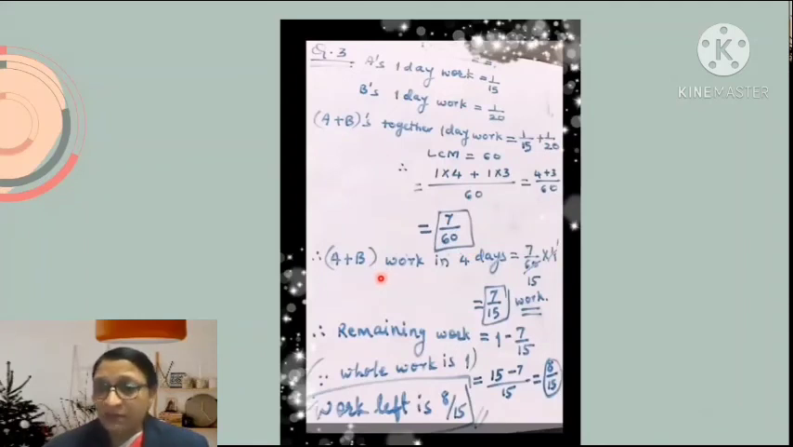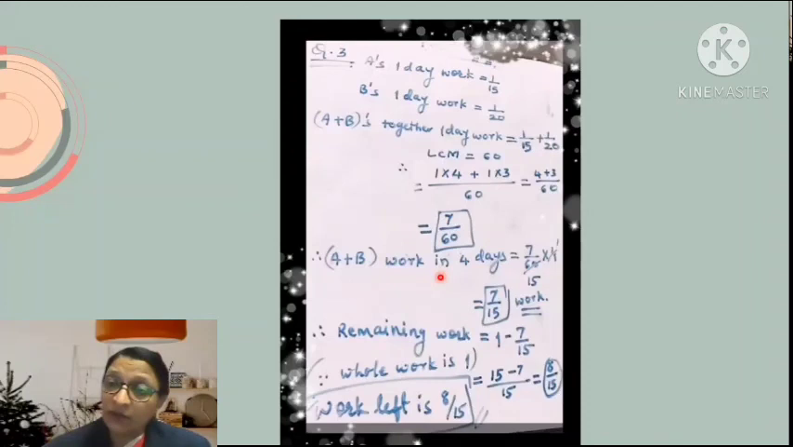In the next step, we will find out A plus B's work in 4 days. So we have to multiply the previously calculated number by 4. That is 7 upon 60 multiplied by 4. We will get here 7 upon 15. So this is the amount of work which they do in the 4 days together.